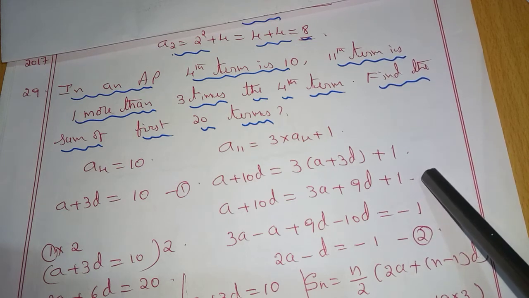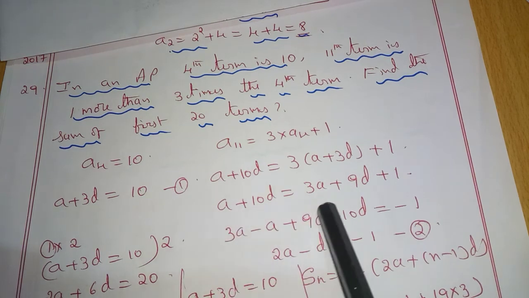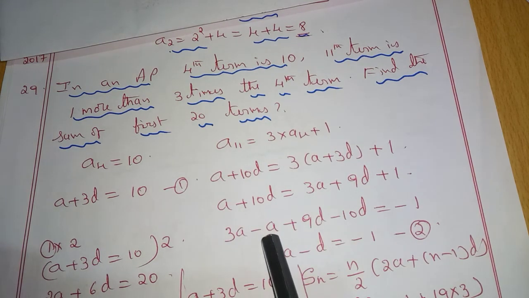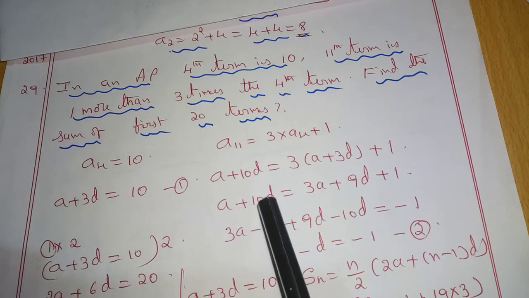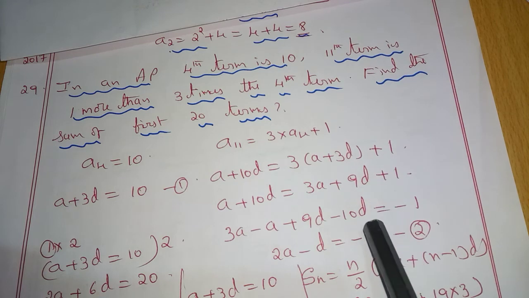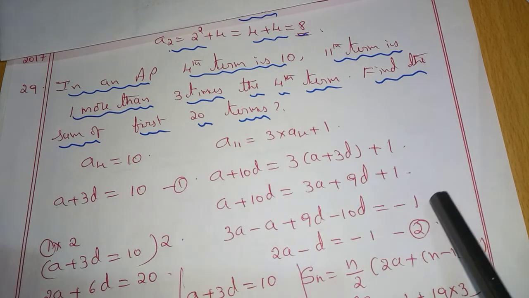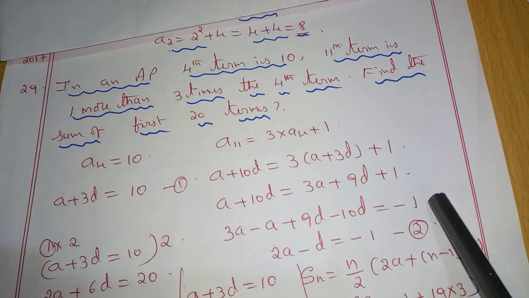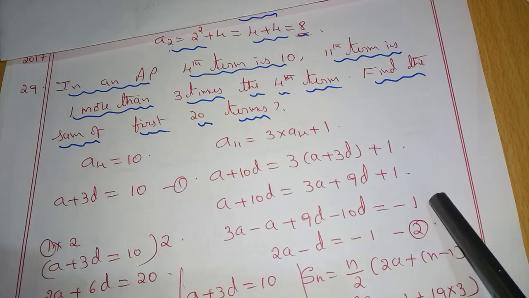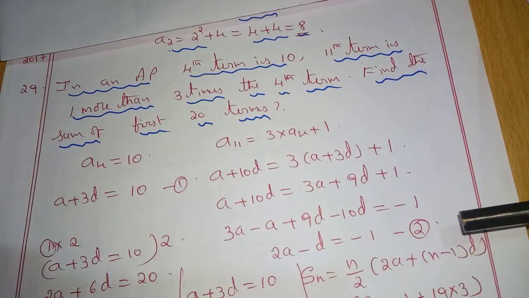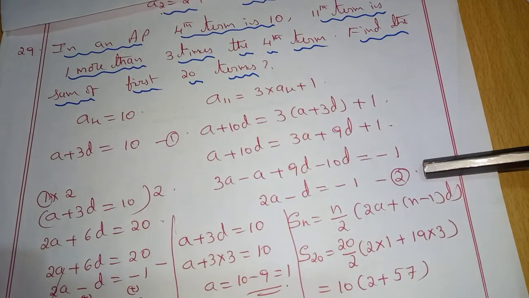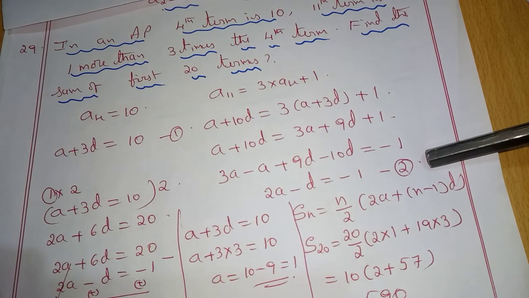Everyone completed? Next, shift A to right hand side. It will become 3A minus A. Then shift 10D also to right hand side. It will become 9D minus 10D. Bring 1 to left hand side. It will become minus 1. So the second equation obtained is 2A minus D is equal to minus 1.